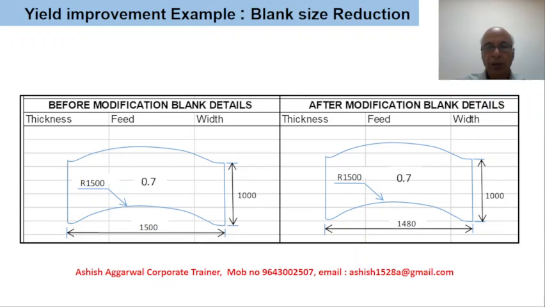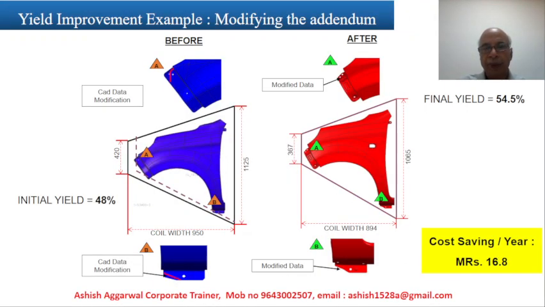If you see here, the blank size has been reduced. Earlier, before the improvement, the width of the blank was 1500 millimeter. Now, by doing some adjustment in the draw die, the width of the blank reduced from 1500 to 1480 mm. Here is one typical example of fender design improvement.